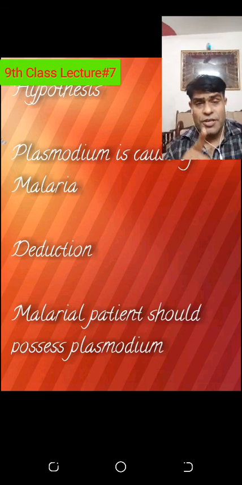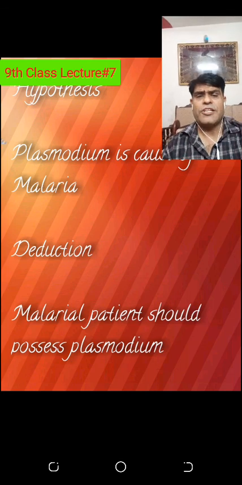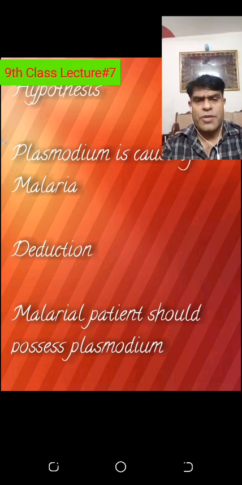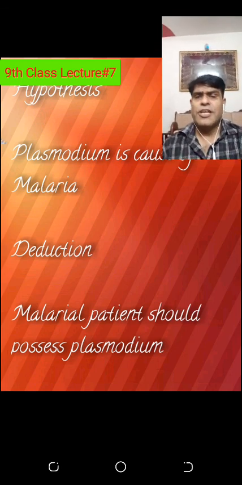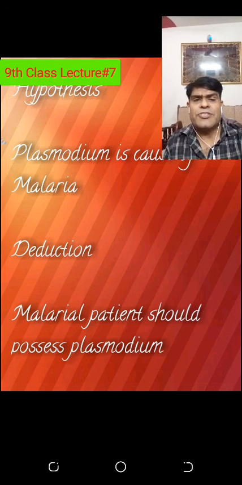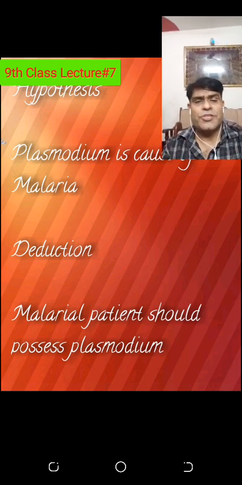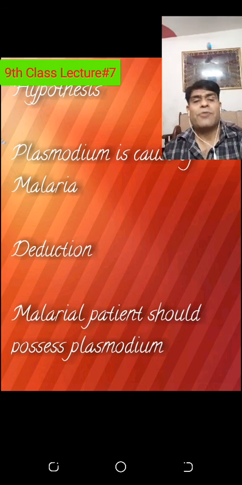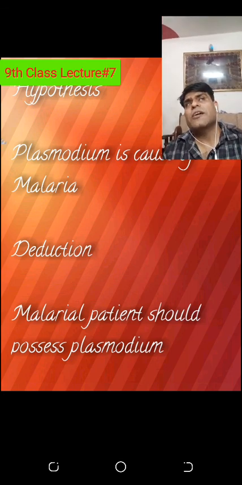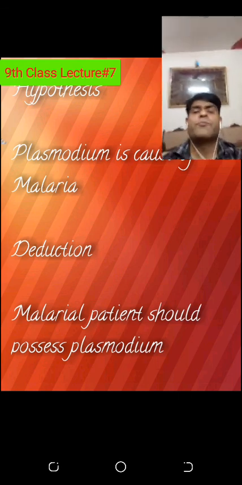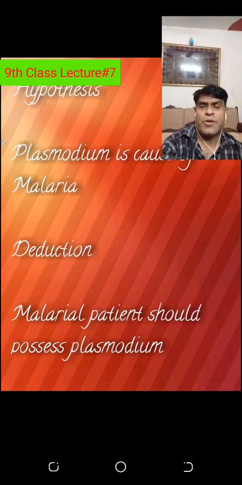If the Plasmodium is the cause of the malaria, then each malarial patient must possess Plasmodium in the blood. Testable. I can select 100 patients and check their blood. If the Plasmodium is present, it means that this hypothesis is correct. So you just have to check 100 patients. I will tell you, almost 97 out of 100 were having the Plasmodium when this experiment was performed.